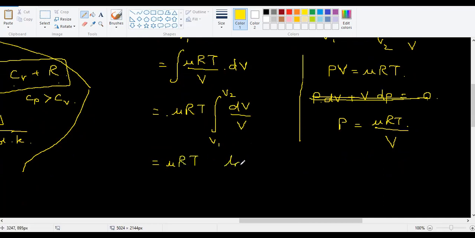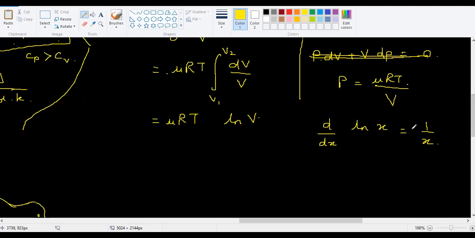This will become ln V. This is again coming in your mathematics. Okay, so ln X differentiation. If I differentiate ln X, I'll be getting 1 by X. If I take this dx on this side, I'll be getting dx by X. Differentiation of ln X.